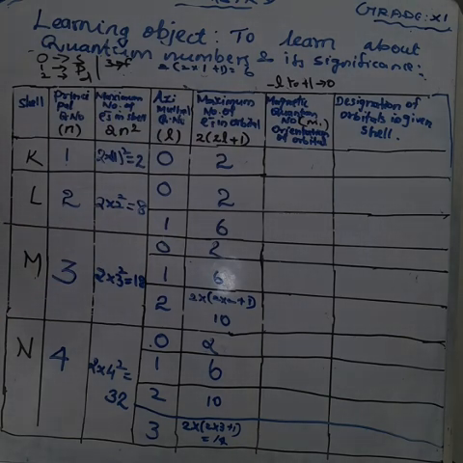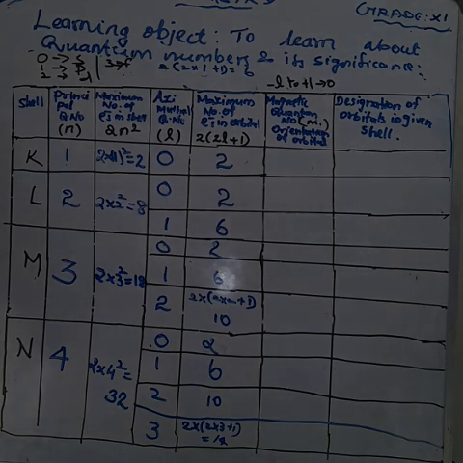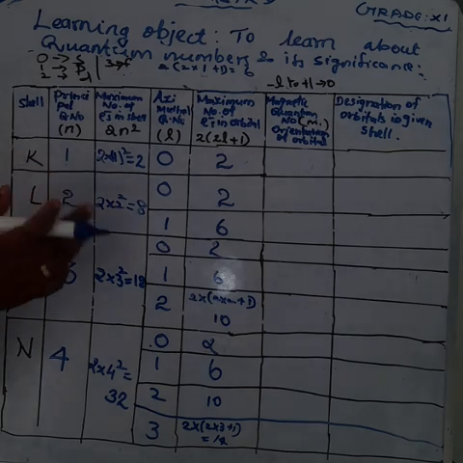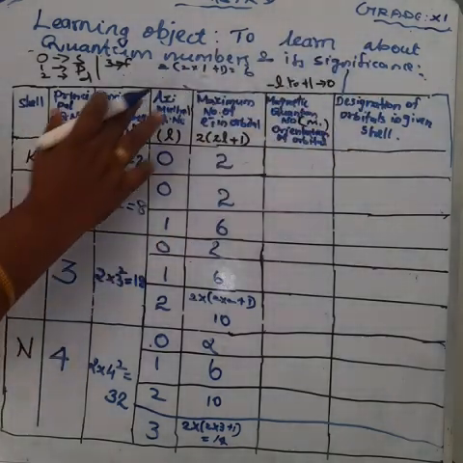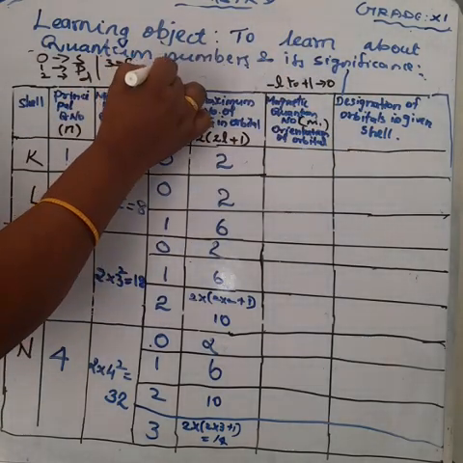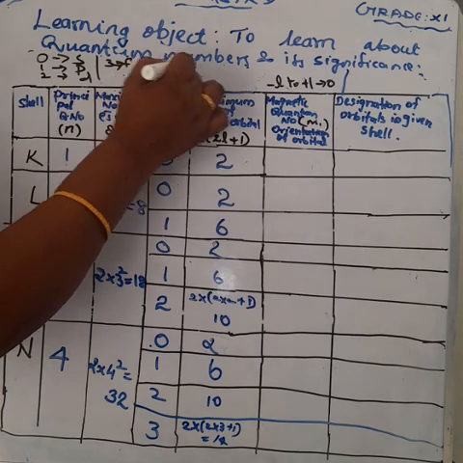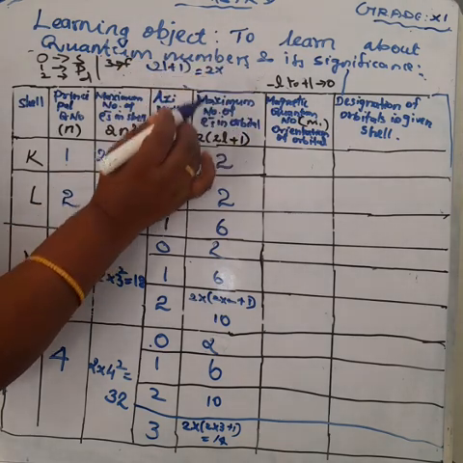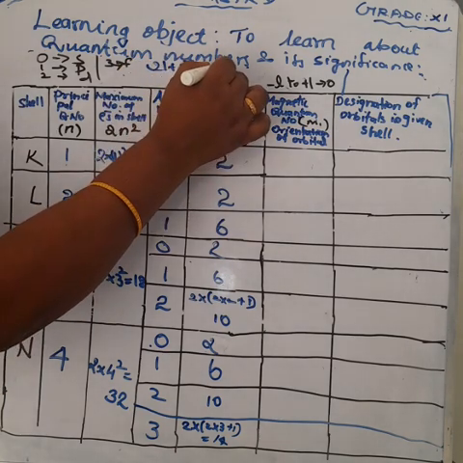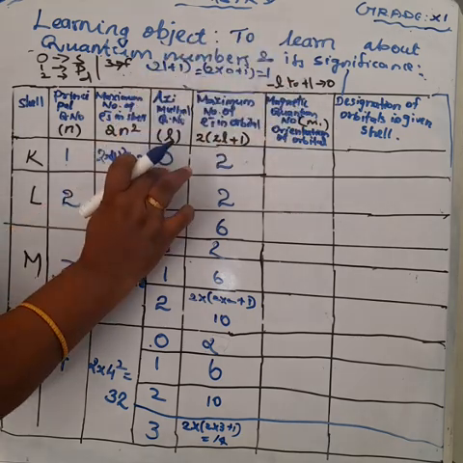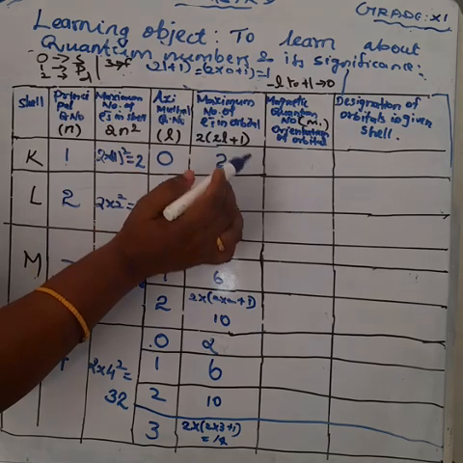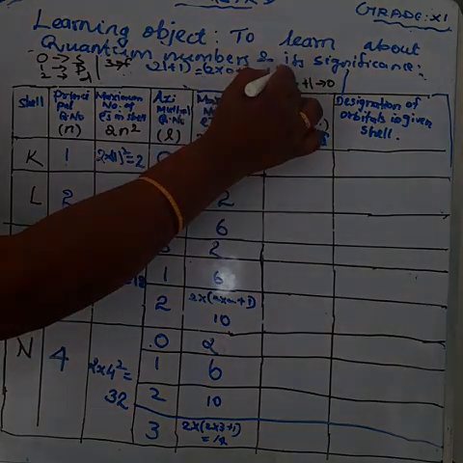So how do we identify how many orbitals there are? Here we use the formula 2l plus 1. Yesterday we studied this clearly. The magnetic quantum number for l value 0 means 2l plus 1, so 2 into 0 plus 1 gives 1. For the s orbital, l equal to 0, how many orbitals are there? Only one orbital.